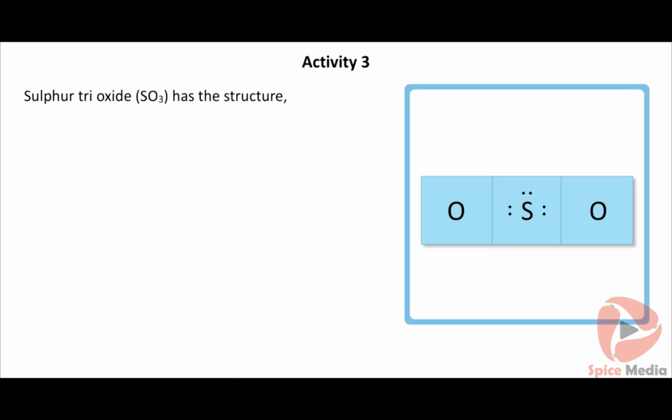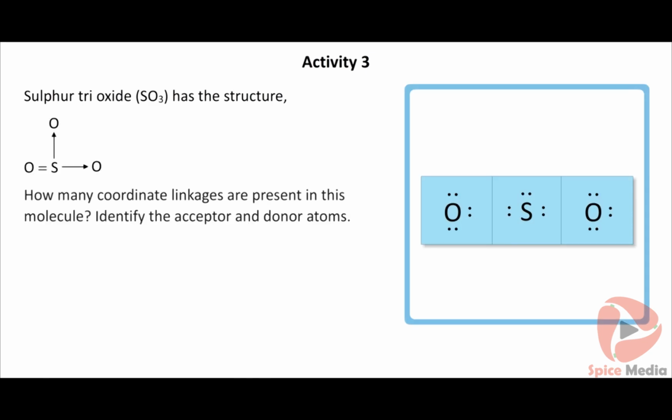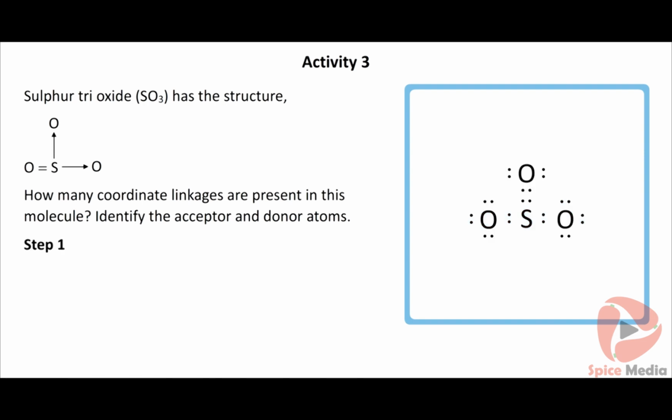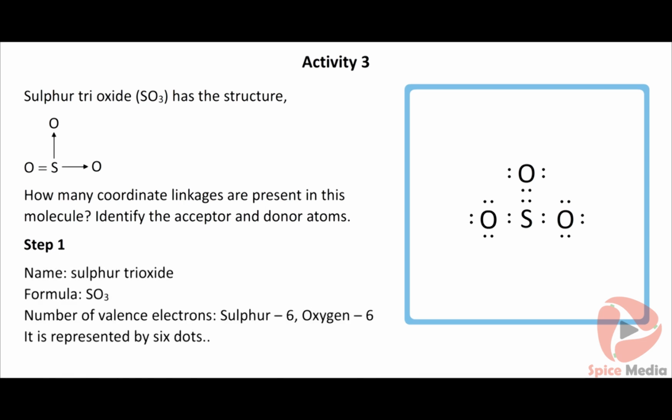Sulfur trioxide, SO3, has the structure shown. How many coordinate linkages are present in this molecule? Identify the acceptor and donor atoms. Step 1. Start with the atoms and their valence electrons. Name: sulfur trioxide, formula SO3, number of valence electrons: sulfur 6, oxygen 6.